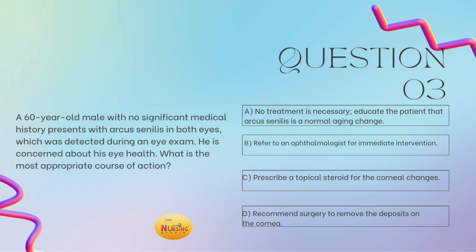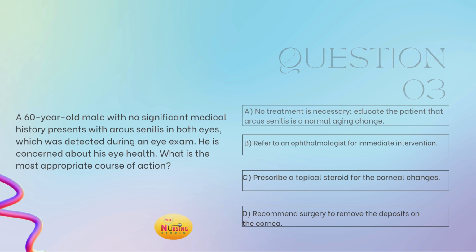Whereas if it would have said that this patient was 40, then it's abnormal. We need to correct that cholesterol level because that's most likely the source and the cause, okay? So here, the best answer is A, no treatment is necessary. Educate the patient that arcus is a normal aging change. But again, be sure that you're not reading so quickly and missing how old they're telling you this patient is in the HPI and missing key identification to answer this appropriately. So slow down and walk yourself through, okay?